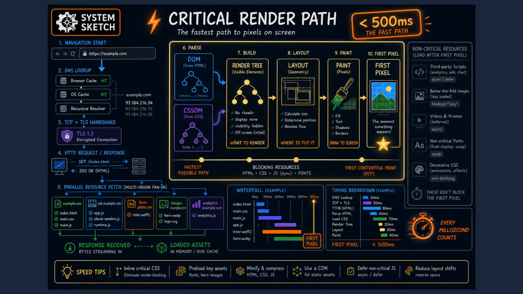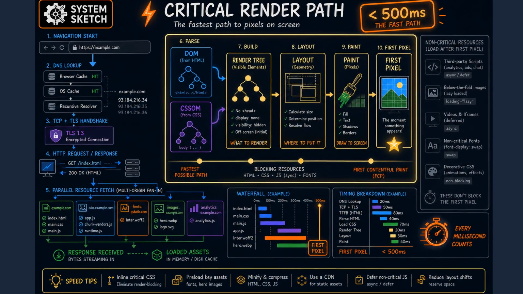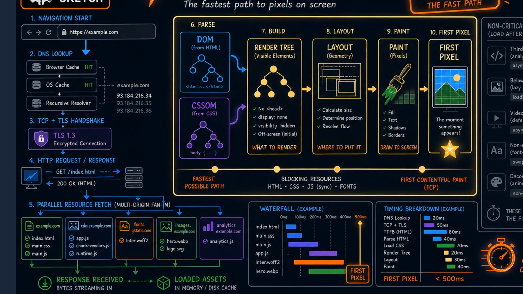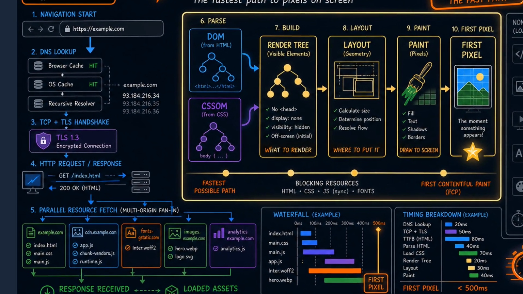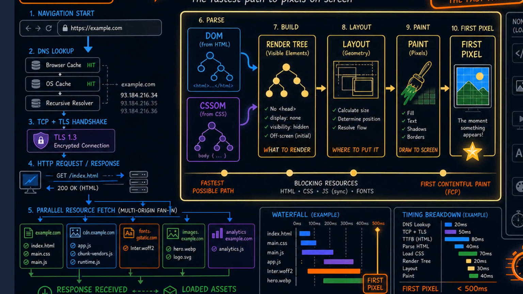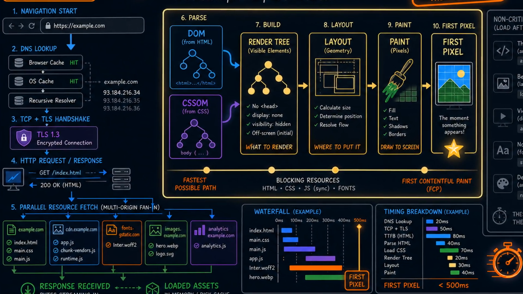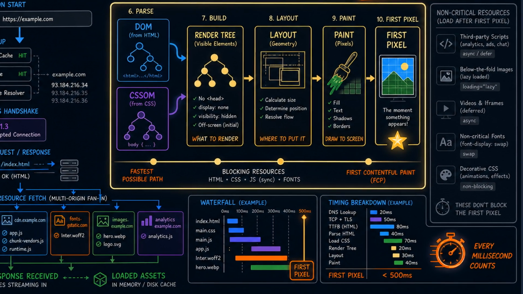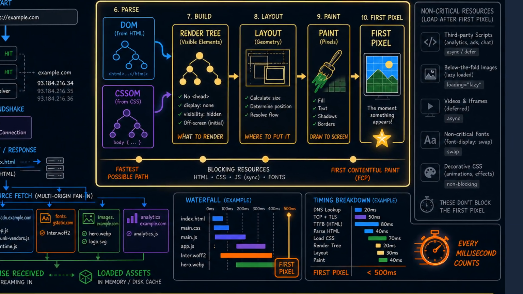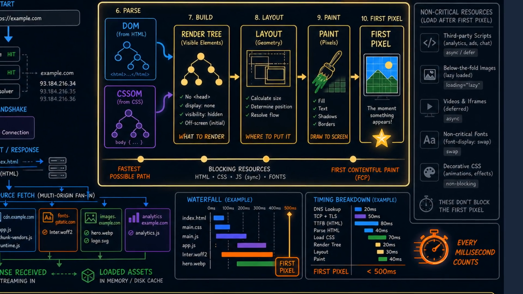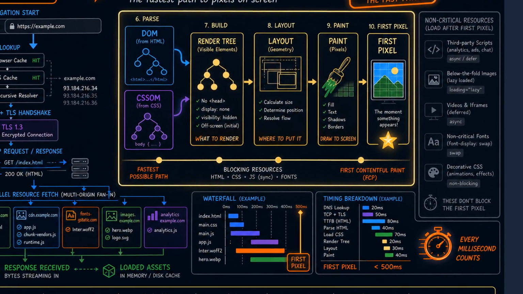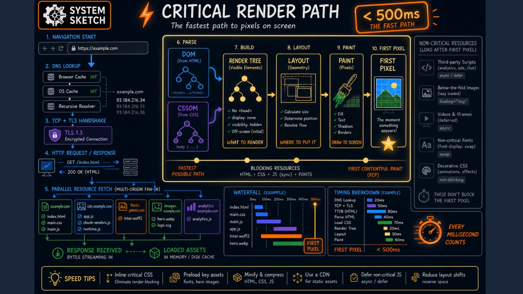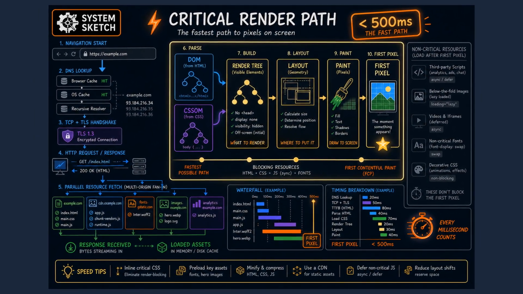Here is the detail that separates fast sites from slow ones. The critical render path is the minimum sequence of steps the browser must complete before any pixel appears on screen. HTML parse to DOM, CSS parse to CSSOM, both merged into a render tree, layout computed, painting started. Sites that minimize what lives on this path get pixels on screen in under 500 milliseconds. Every unnecessary render blocking resource adds wait time that users feel.